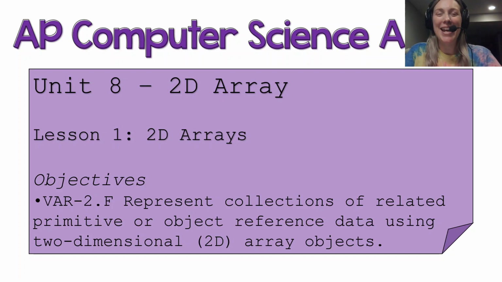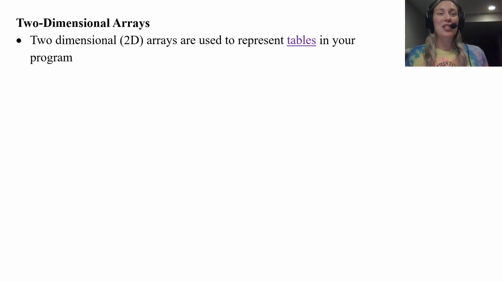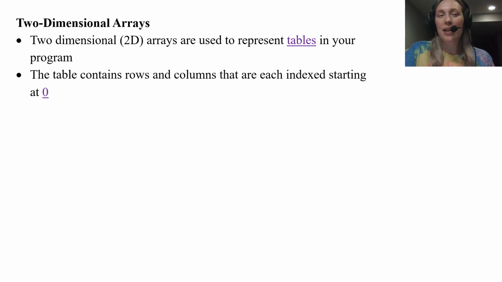Welcome to Unit 8, where we are going to dive into two-dimensional arrays today and talk all about what they are and how we represent items using a two-dimensional array. So let's go ahead and get started just talking about what they are. Basically, two-dimensional arrays are used to represent tables or matrices in our program. The 2D array is a table that contains rows and columns that are indexed at zero, okay?